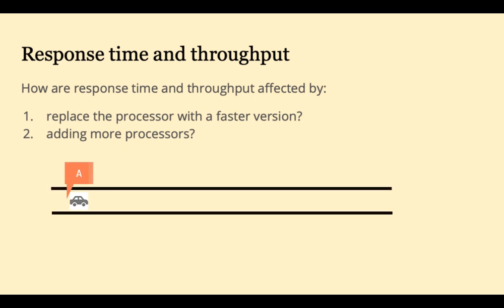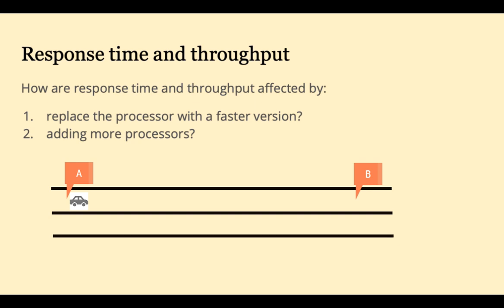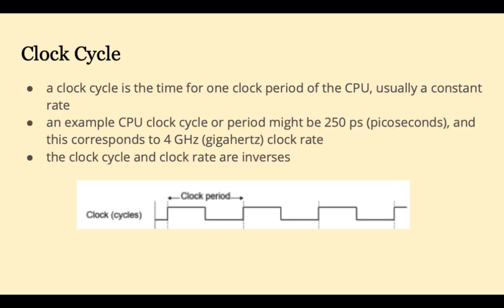I like to think of this like lanes on a highway. If you have one lane, you can measure the response time, the time it takes a car to get from point A to point B. Now increase throughput by adding more lanes. It will still take the same amount of time for a car to get from point A to point B, but you can get more cars through. You have increased throughput.